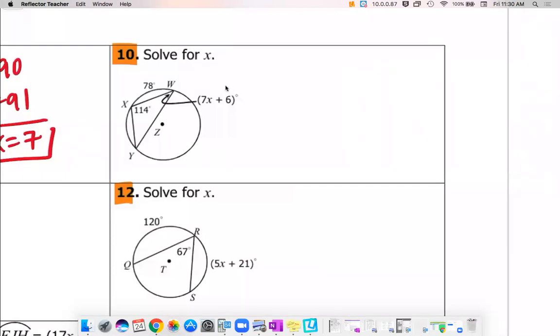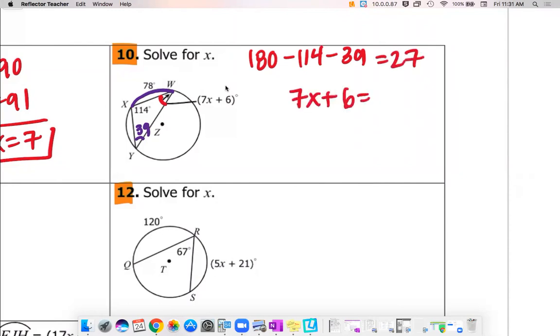Okay, 10 over here, solve for x. So let's see, the first thing I can see is that you have this intercepted arc goes with this angle. So if I take 78 divided by 2, I'll get that this angle is 39. And then I can do the triangle angle sum theorem here. So if I do 180 minus 114 minus 39, I'll get whatever this angle should be. So 180 minus 114 minus 39, this becomes 27. So then I can just take this 7x plus 6 and make it equal 27. Subtract 6 from both sides, it'd be 21. So then x has to equal 3 for this one.